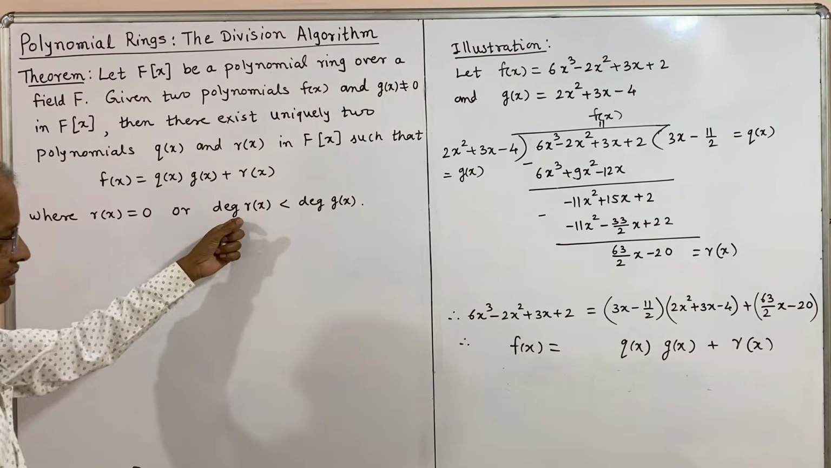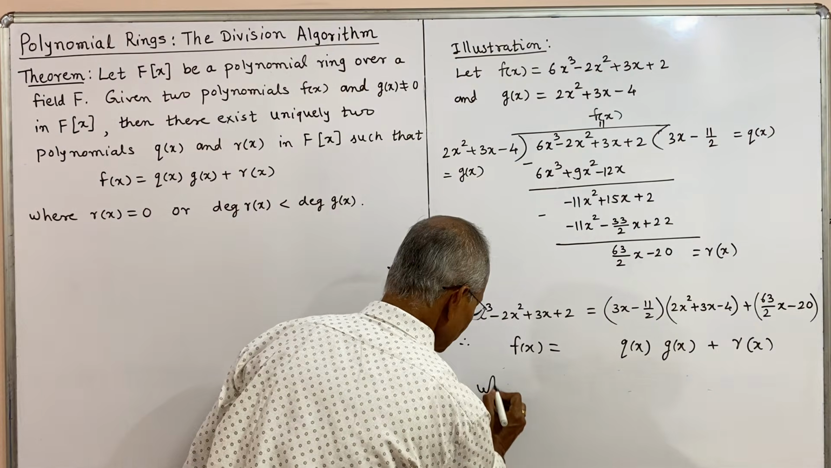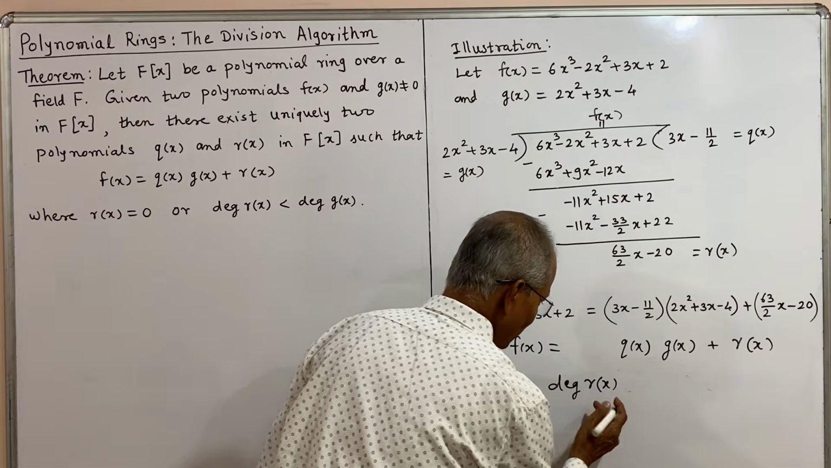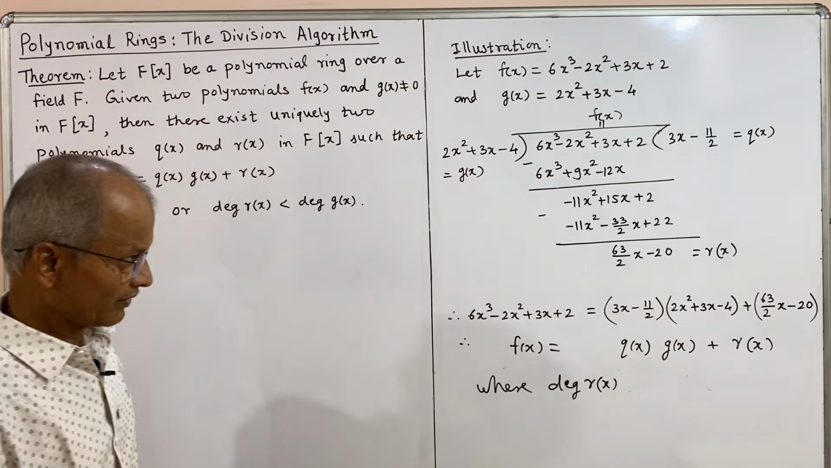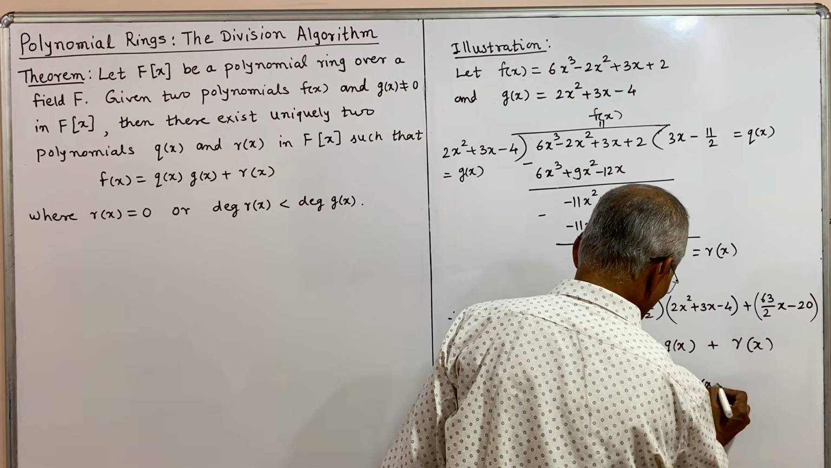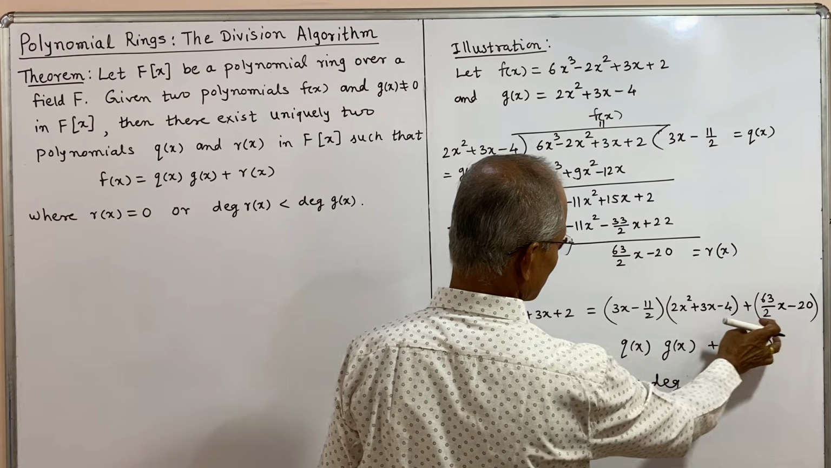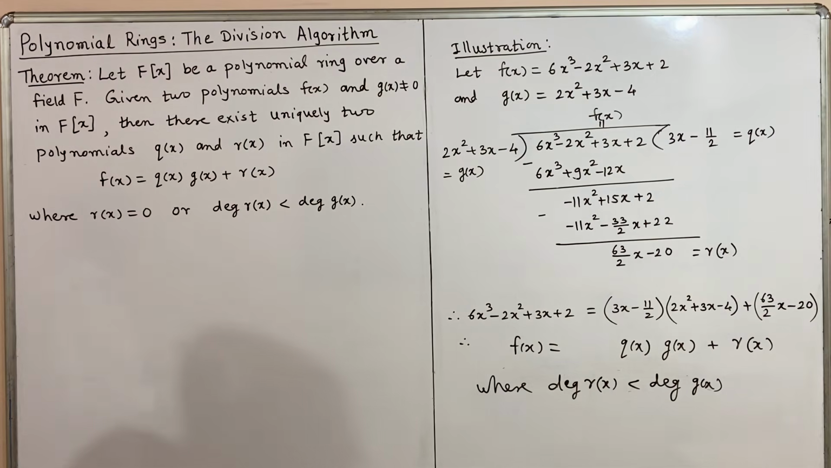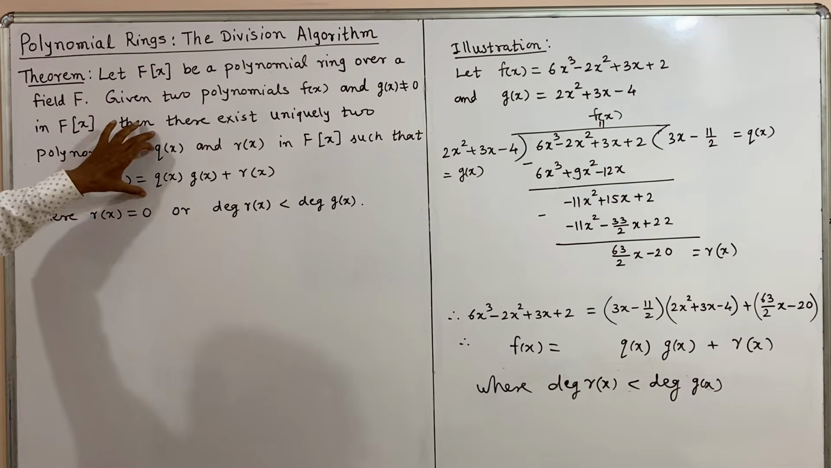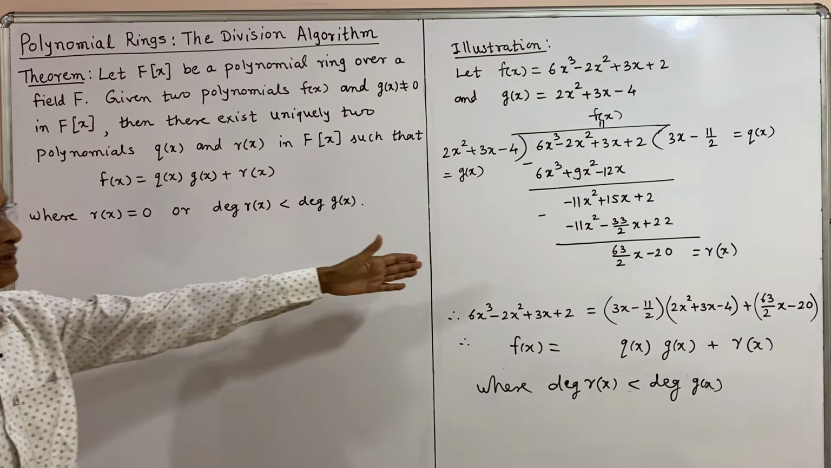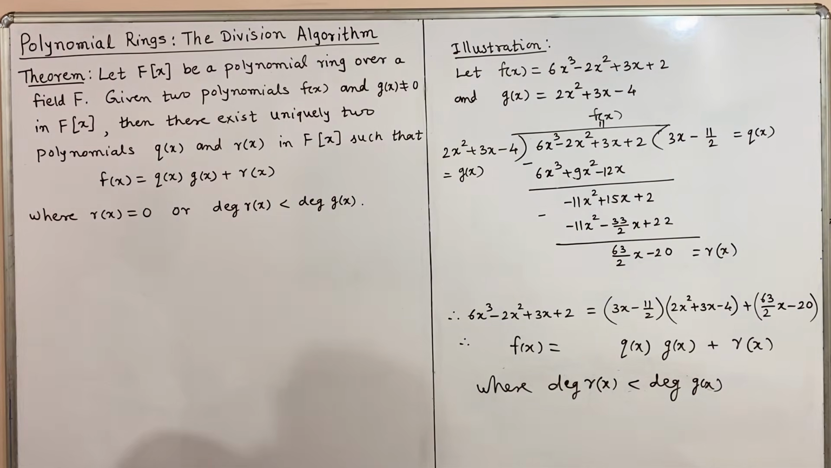And here the second condition is satisfied, where we denote degree in short like this: deg of r of x is less than deg of g of x. That is, this is the first degree and this is the second degree. So this is the process of the division algorithm that is written in the statement of the theorem. This is the illustration of how the quotient and remainder are obtained by actual division. Now we shall prove the theorem.